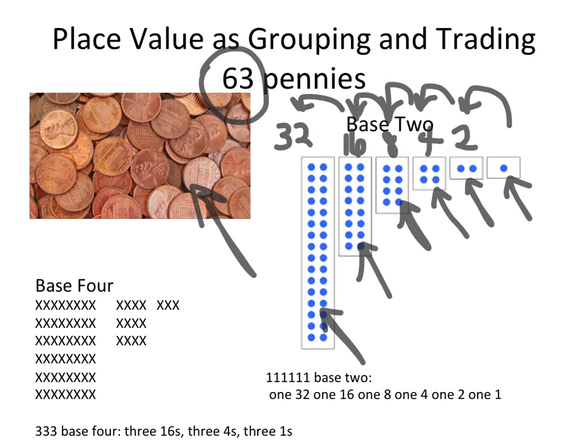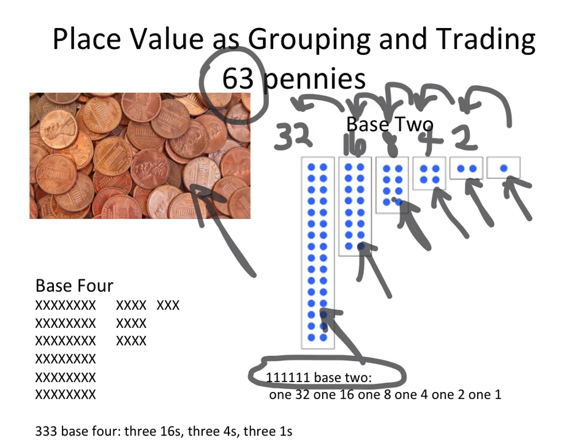So that's what 63 pennies would look like if we grouped them in base 2. We would have one group of 32 pennies, 1 16, 1 8, 1 4, 1 2, and 1 1. And if the students counted up all these dots, they would see that there are 63 of them. What does that look like if we write it in base 2? It looks like this, because we have one group of 32, one group of 16, one group of 8, one group of 4, one group of 2, and one leftover 1. So our number would be 1, 1, 1, 1, 1, 1, base 2.